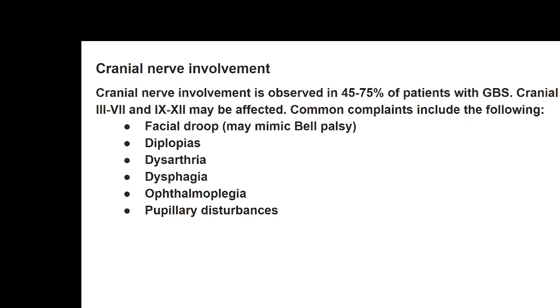The other variants could be that some of the patients may present with cranial nerve involvement. Cranial nerve involvement is observed in 45 to 75% of the patients with GBS, and cranial nerves, particularly the 7th, or the 9th and 12th, are more commonly involved, and they usually present with facial weakness. That may look like Bell's palsy, but not the whole of the facial nerve is involved. Or the patient may present with symptoms like diplopia, double vision, dysarthria, dysphagia, which are all characteristic of cranial nerve involvement.